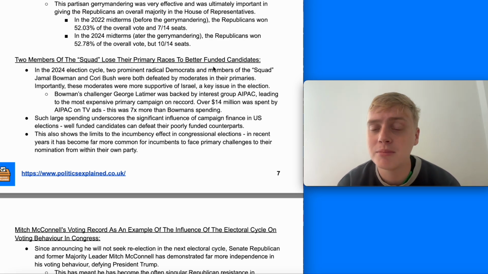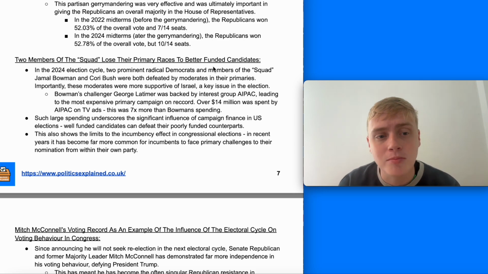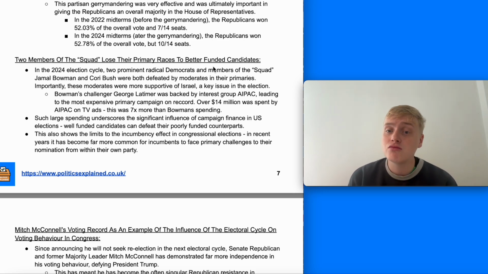In recent years, it's become far more common for incumbents to face primary challenges from within their own party, and that can be a key reason why they've been defeated.